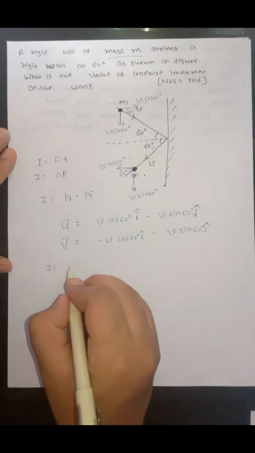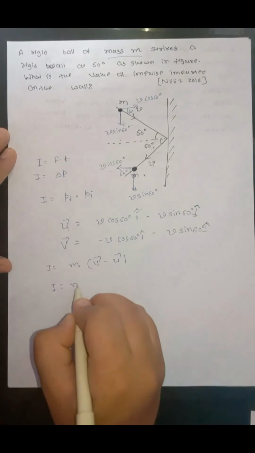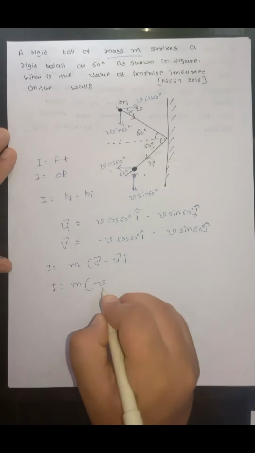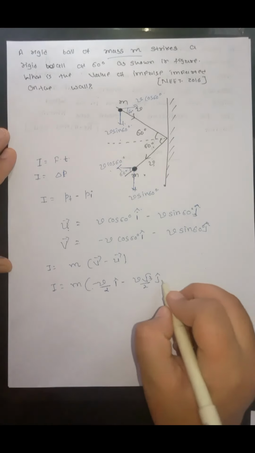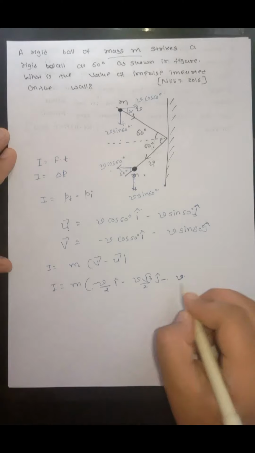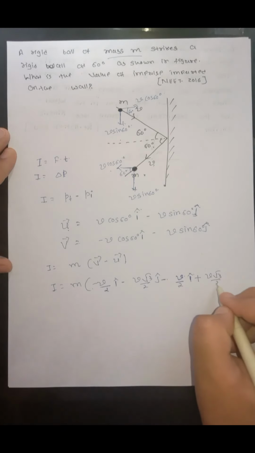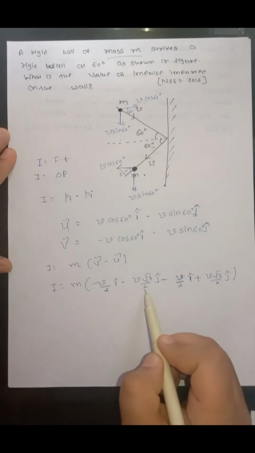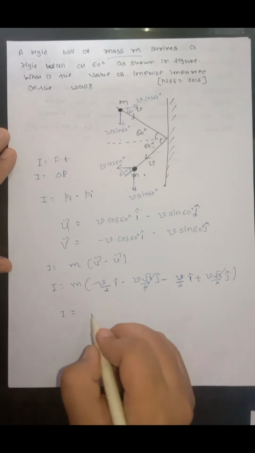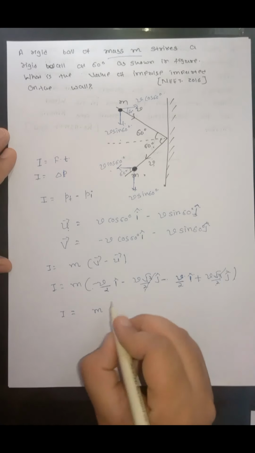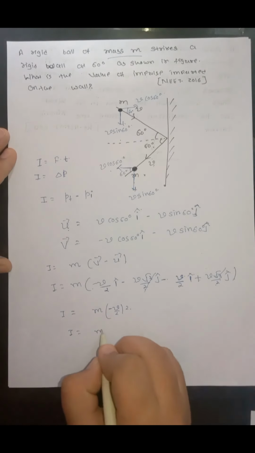The impulse is change in linear momentum, that is mass into final velocity minus initial velocity. So I will be equal to m into minus V cos 60, which is 1 by 2, i cap, minus V sin 60, which is root 3 by 2, j cap, minus V cos 60, that is V by 2, i cap. This minus and this minus will be plus V sin 60, root 3 by 2, j cap. The minus V root 3 by 2 j cap and plus V root 3 by 2 j cap will cancel out. So I will be equal to m into minus V by 2 into 2. So I will be equal to mv.